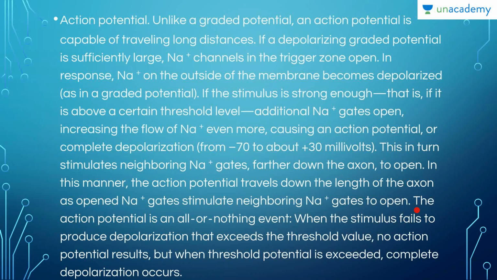In the first part, the Na plus goes in, but because the stimulus is above a threshold value, it triggers the opening of the neighboring gated channels of sodium, and then because those open and the threshold value is exceeded, and so on, it just keeps on triggering the opening of the sodium gated channels throughout the length of the axon. The action potential is an all or nothing event.